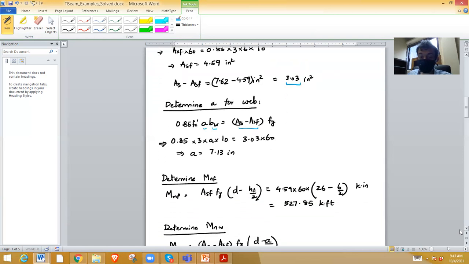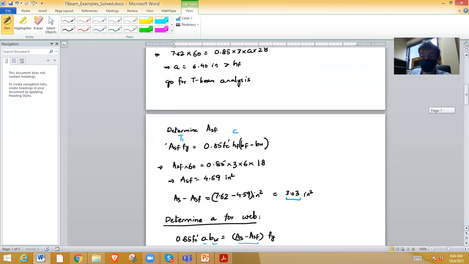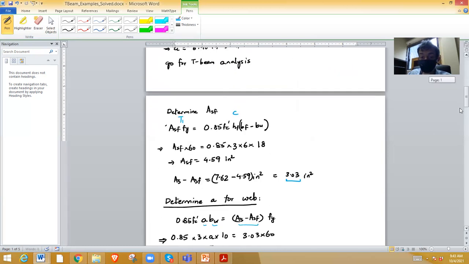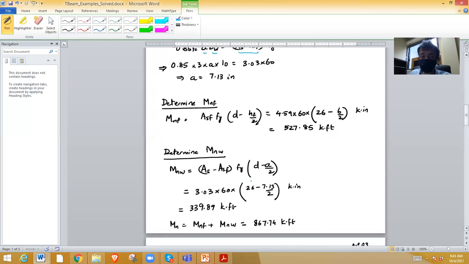Okay. Now we determine MNF, or MN1. MN1 is ASF Fy times the lever arm for the blue part. Remember we said lever arm for blue part is center of this to the effective depth. So 26 minus 6 by 2, that is 26 minus 3, 23. Okay. So we got MN1. Then what is MN2 or MNW? So AS minus ASF Fy times, or you can also write C. Here I wrote T2. You can also write C2. That's fine.